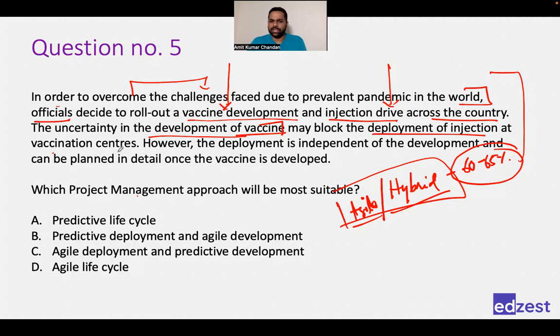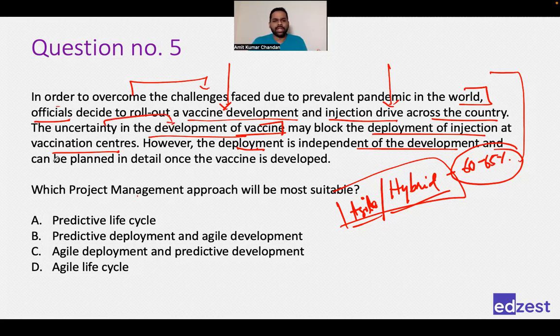At vaccination centers. However, the deployment is independent of the development, which means the uncertainty in that development is independent. So deployment, which means that you will be setting up centers and giving injections to people, is independent of what is happening in terms of uncertainty.